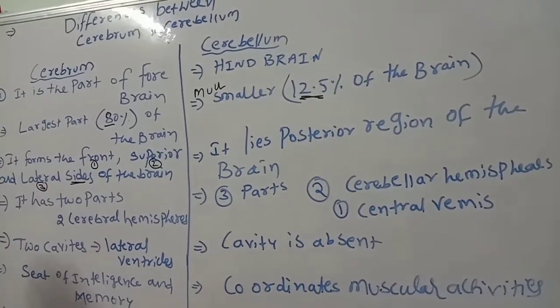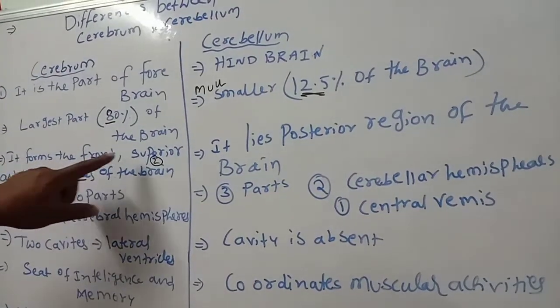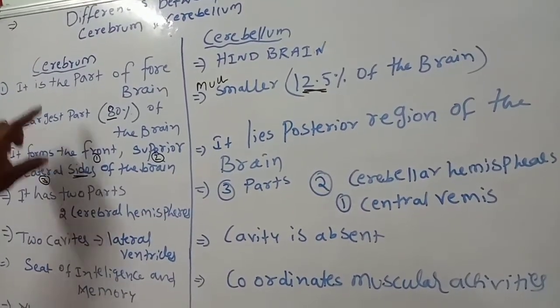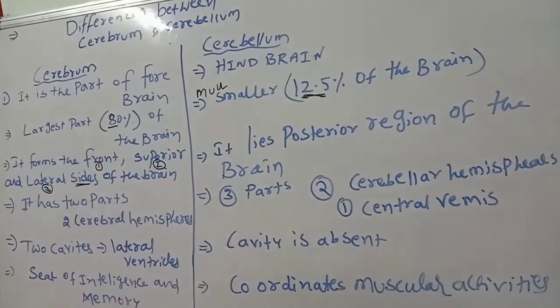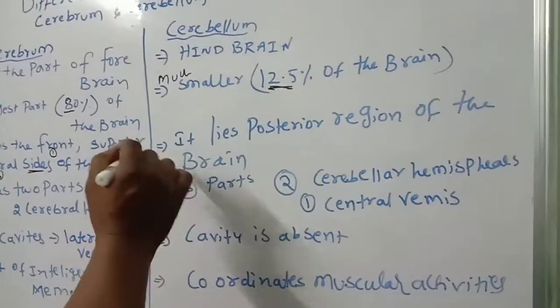So the brain has three parts, no? Front, superior, lateral. These are all formed because of the cerebrum. So it forms the front, superior and lateral sides of the brain. Now what about the cerebellum?